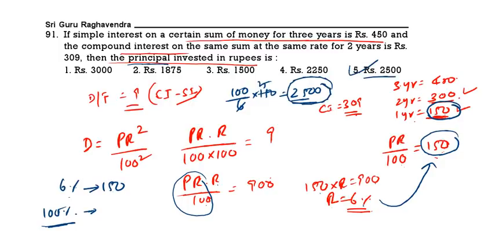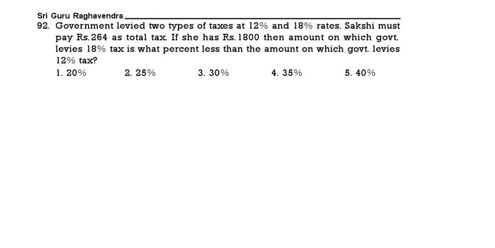Next question. Government levied 2 types of taxes, 12% and 18%. Sakshi pays 264 as the total tax. If she has 1800, and the amount which levies 18% is what percent less than the amount of 12%? This is the question. Now we can do this by the allegation mixture method.